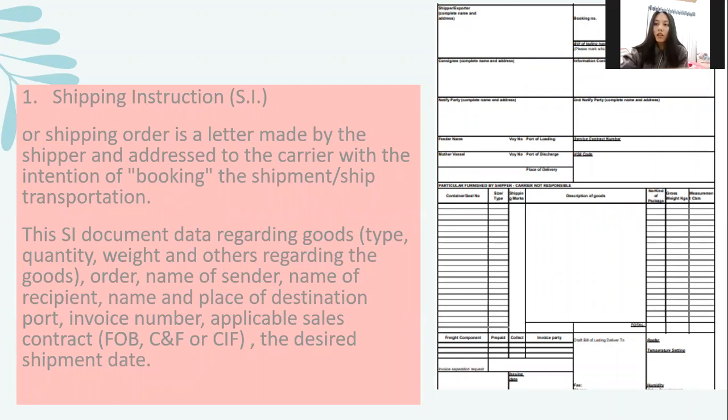First is shipping instruction. A shipping order is a letter made by the shipper and addressed to the carrier with the intention of booking the shipment or ship transportation. The shipping instruction documents data regarding goods, type, quantity, weight, and others, order, name of sender, name of recipient, name and place of destination port, invoice number, applicable sales contract, FOB, CNF or CIF, and the desired shipment date. This is an example of shipping instruction.